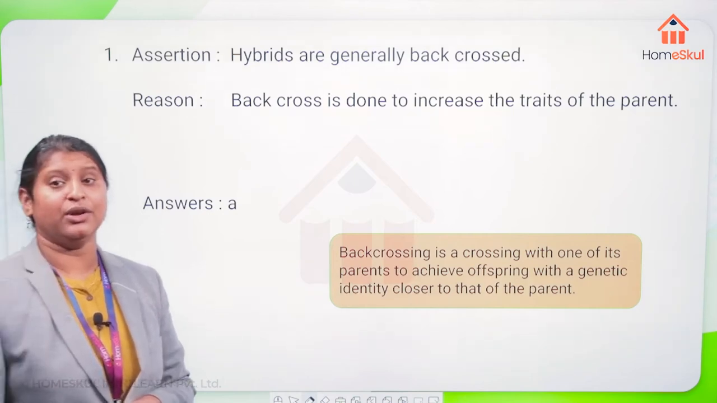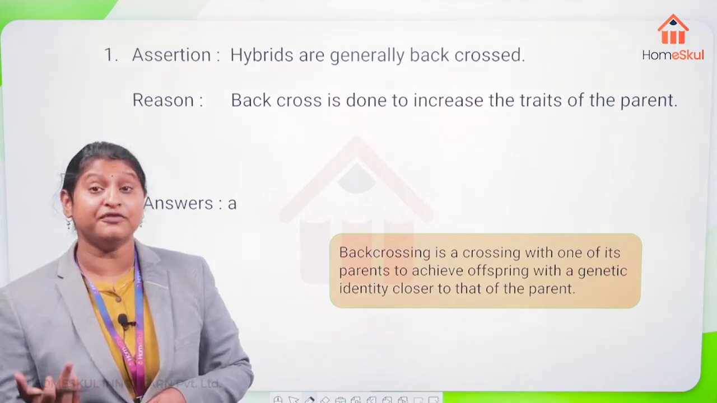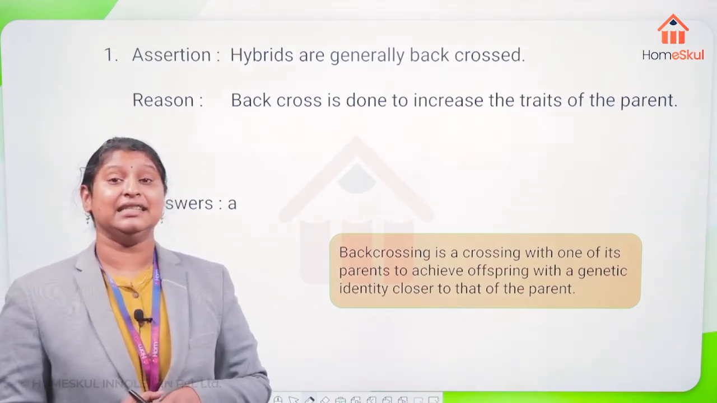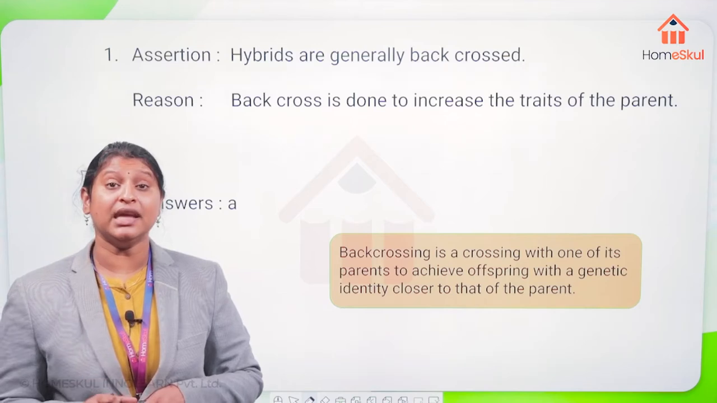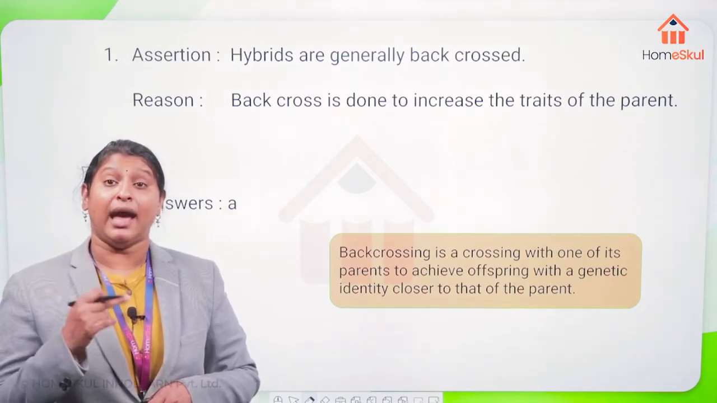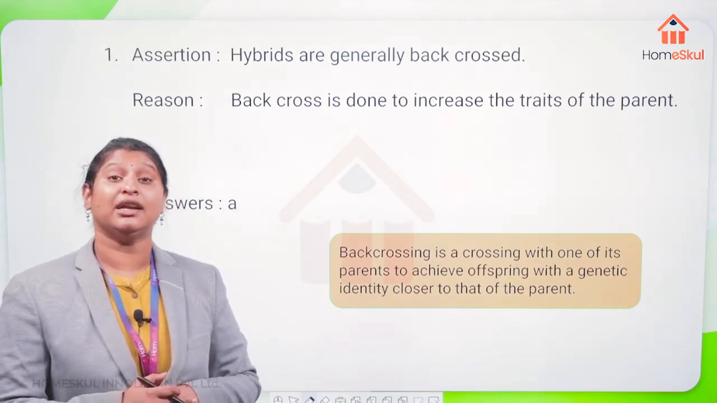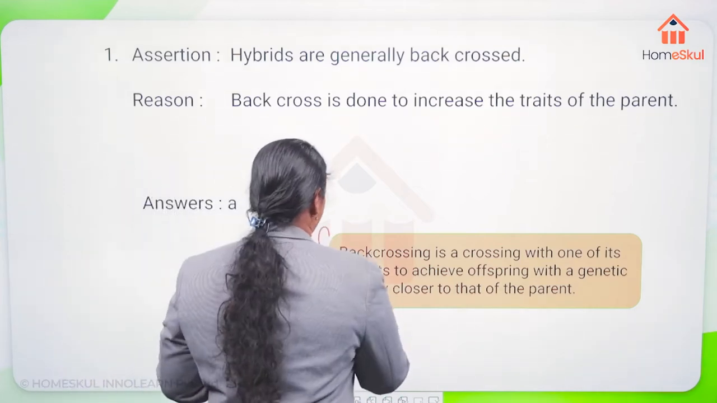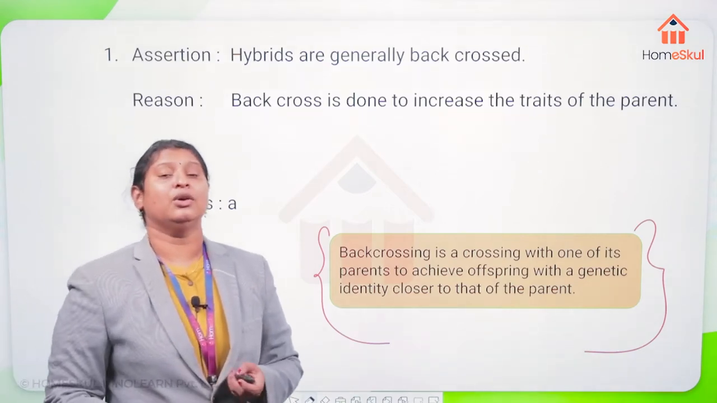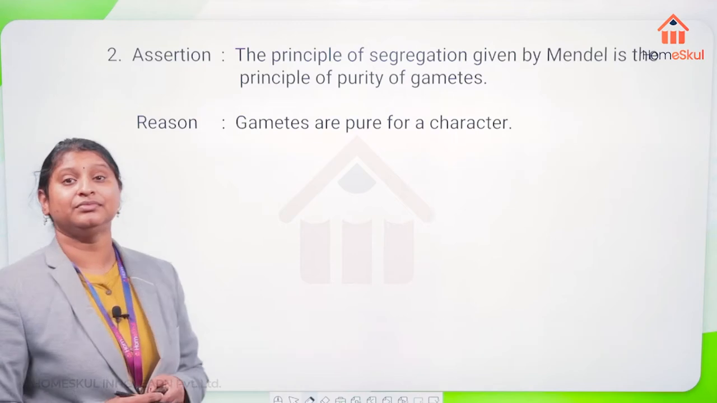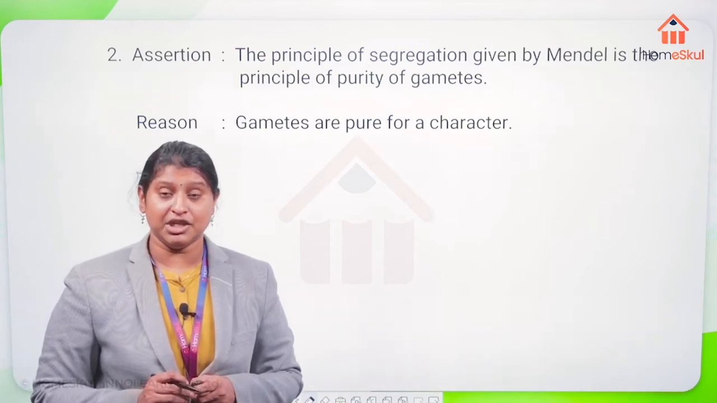Let's see what backcrossing is. It is a crossing with one of its parents to achieve offspring with a genetic identity closer to that of the parent. That is backcrossing. Clear? Now moving into the next question.